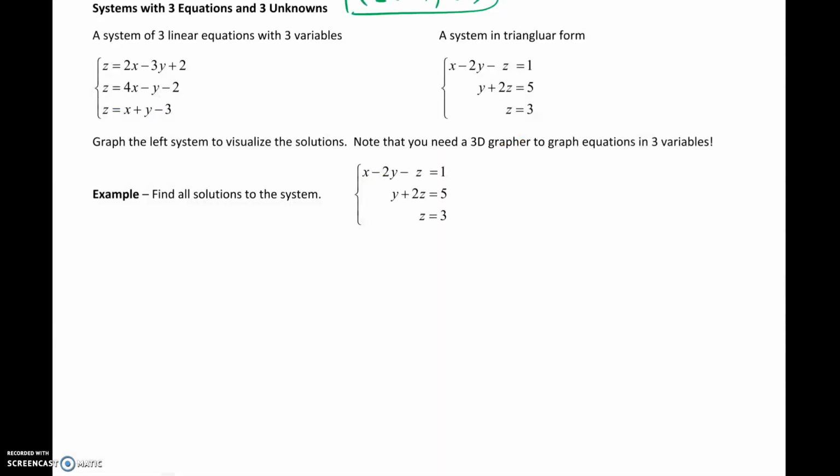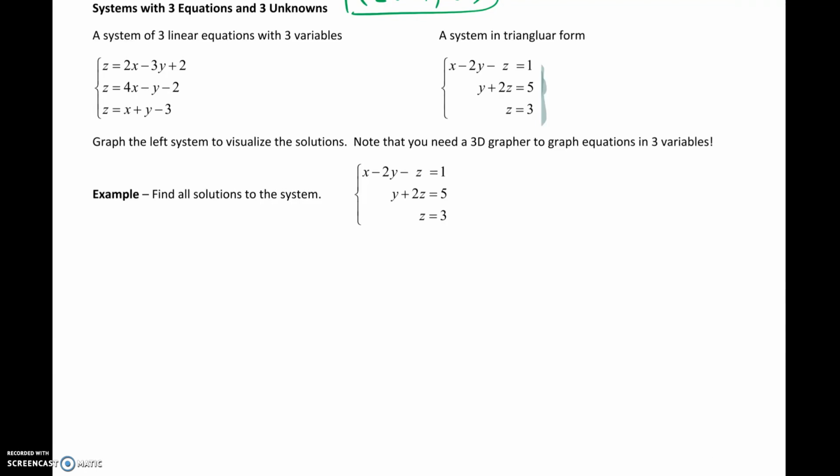So this is a system with three variables in triangular form. This is called triangular form. It looks like it makes a triangle, right? So here's our triangular form. It makes like a triangle right there, kind of. And if you can get it in triangular form, it's going to be really easy to solve because you can just use back substitution, plug things in, right? So this one we have in triangular form, so we're just going to solve it.